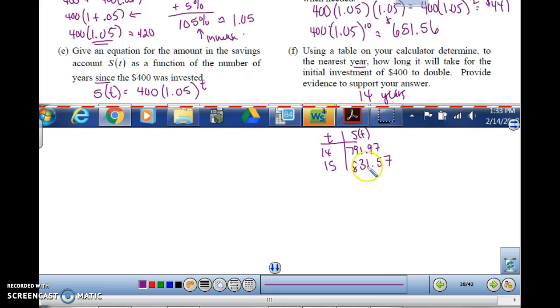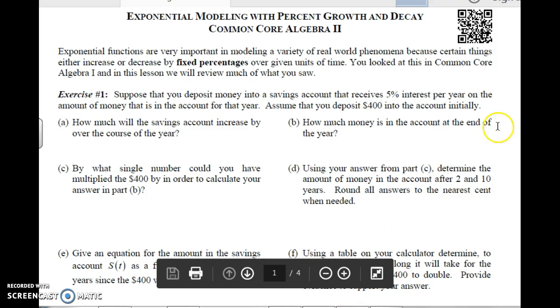So in the table, we can see that 800 will be reached after about maybe 14.2 or 14.3 years approximately. So it's going to take at least 14 years to double, but 15 would be definitely doubled. So it's 14 to 15 years. Okay, so that is exponential growth.